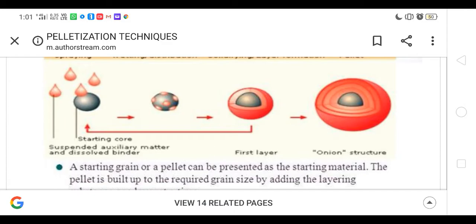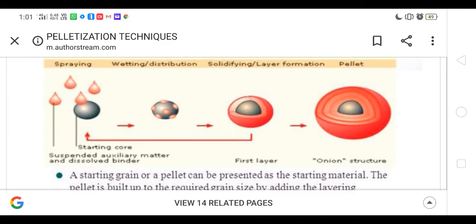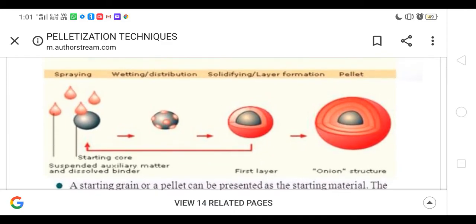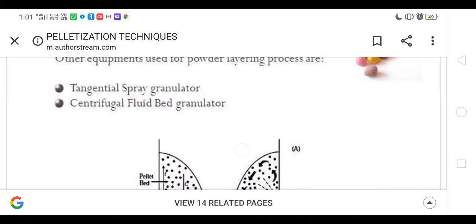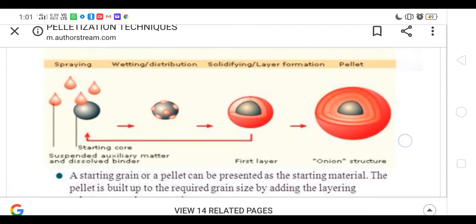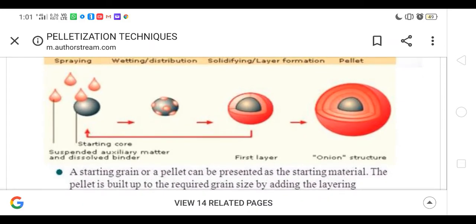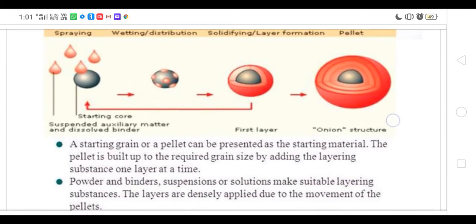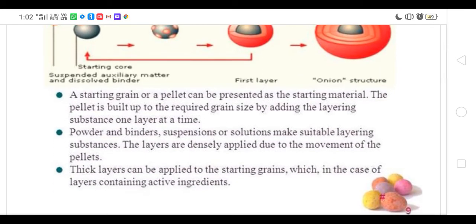See, the droplets are the binding liquids, and the starting core, when you apply constant liquids and dry powder, forms this type of cover, and ultimately it gives you the first layer, and then layer upon layer is carried out. First is wetting, by spraying of solutions, and after wetting there is layer formation of the dry powder, and this is the pellet formation. When you take the cross section, it will give you an onion-type structure of your pellets by this powder layering, right?